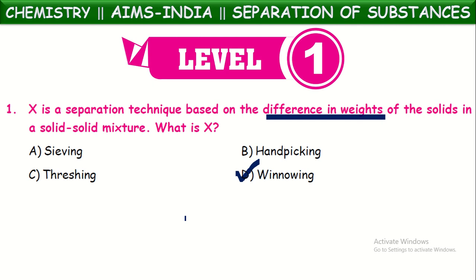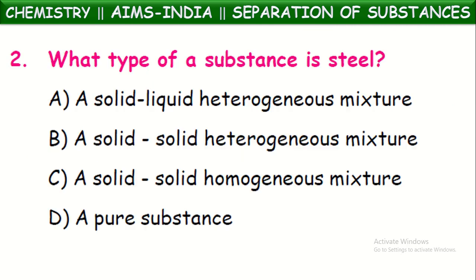Because in winnowing, when you pour the mixture of husk and grain from a certain height by using a flat pad, what happens? The lightweight dust particles and husk particles will move away and form a separate heap, and the heavyweight grain will form a separate heap. So in this way, based upon the difference in the weight, those two are separated by using winnowing, isn't it? Yes.